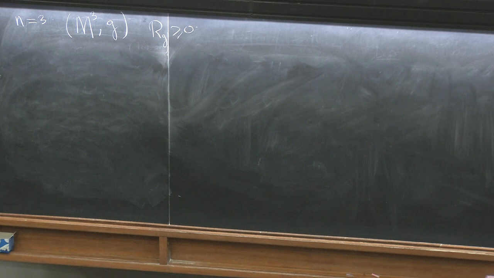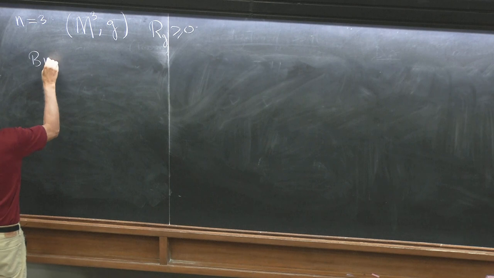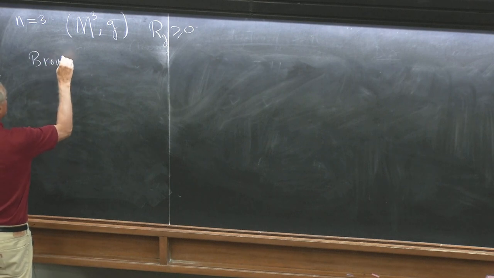But I had these three sort of general situations. I had the asymptotically flat case, where the main geometric result is the positive mass theorem. And then I had the two finite cases. And the first case, which I actually called two before, is the Brown-York mass.